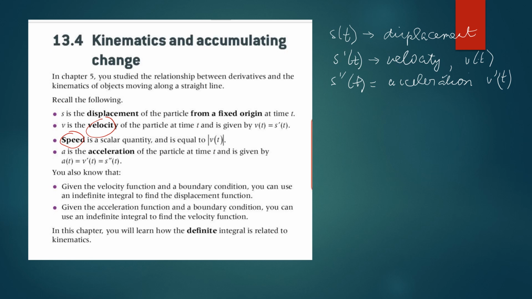So, if the given is v of t, if we integrate this, v of t dt, then we go back to displacement. When we integrate a of t, a of t dt, then we shall have velocity.